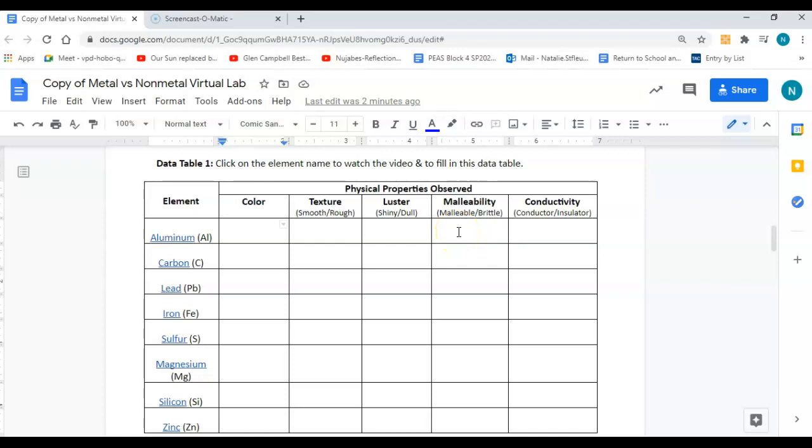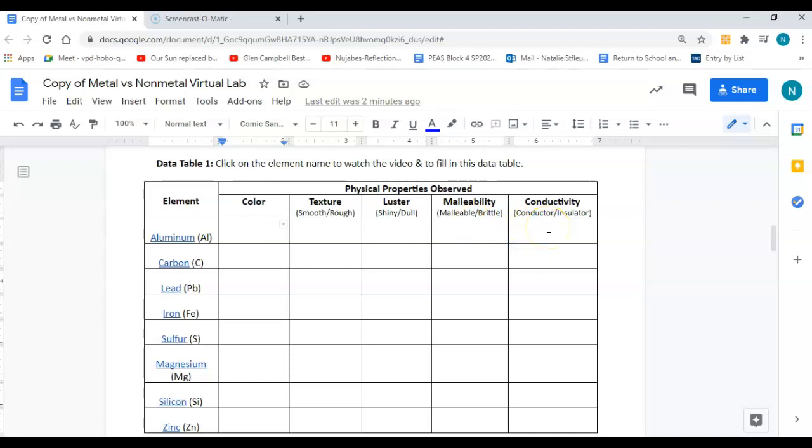Now for malleability, remember malleable means that it either bends or dents if you put some sort of physical pressure on it. And brittle means it's going to crumble or break if you put physical pressure on it. So you would try to bend the substance, and if it bends, then it's malleable, and if it doesn't, it's brittle.